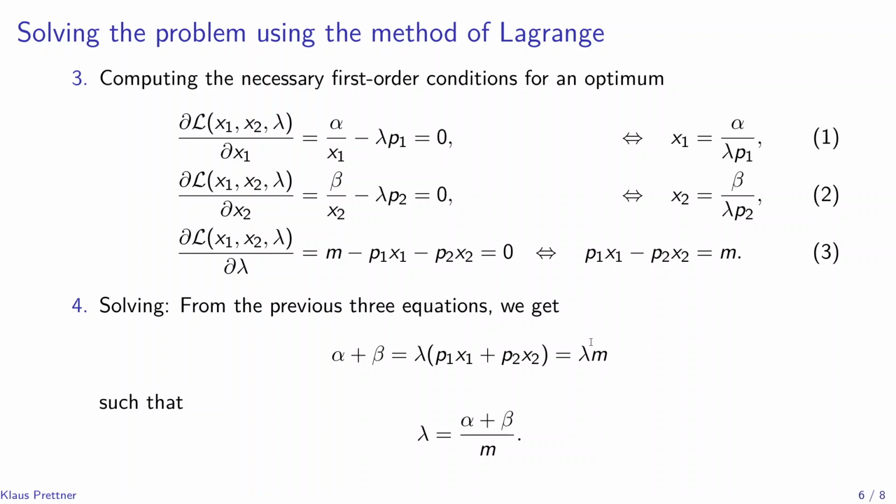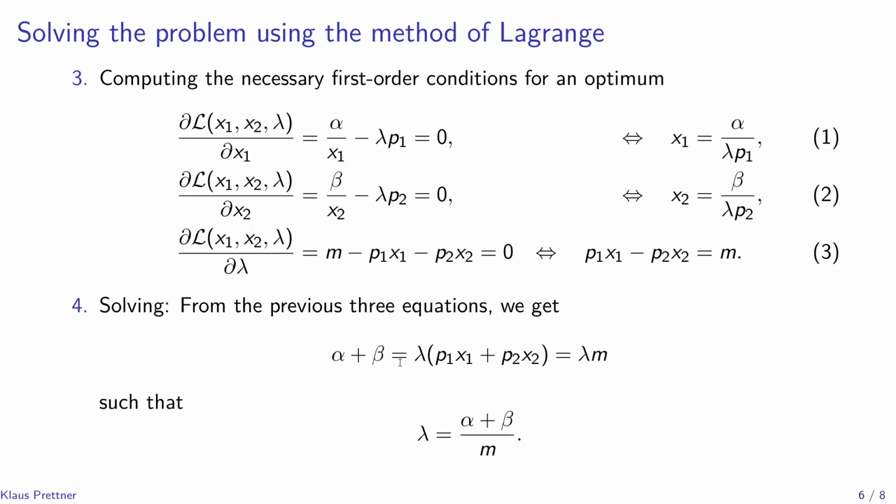So what we get here is that if we take together this equation and this equation, we can reformulate and write alpha plus beta as x1 p1 times lambda plus p2 x2 times lambda. So if we bring the lambda p2 to the left hand side, then we get the left hand side of this expression here and the term in the middle. And then from the budget constraint, we see that this expression here is nothing else than lambda times m. So therefore we can already express lambda as alpha plus beta divided by m.